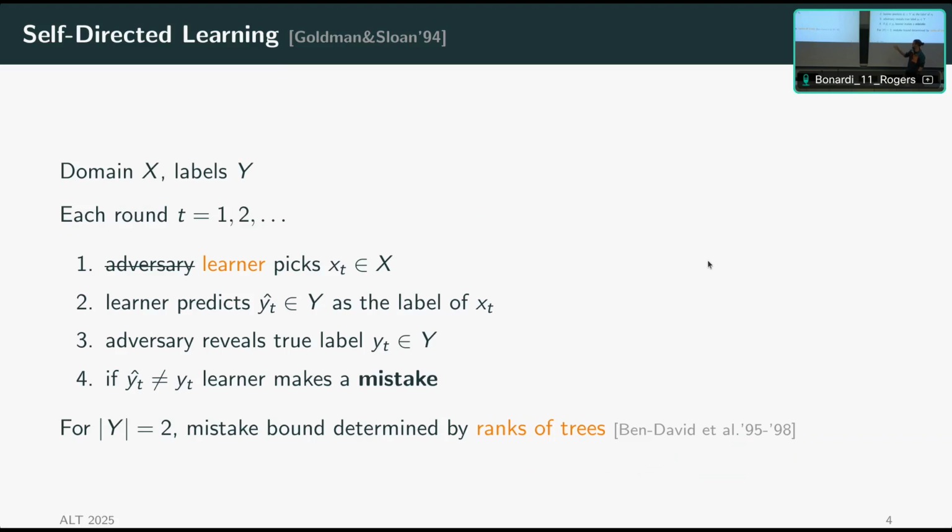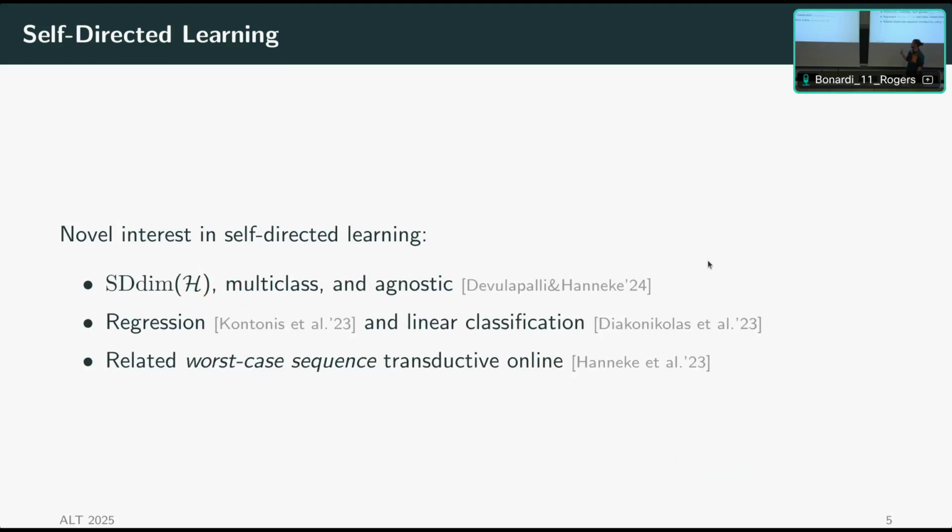Right, and in the binary case, the mistake bound was characterized by the ranks of the game trees. Maybe you can imagine how this would be like Littlestone trees, but a bit different. And somehow in the last 2 years or so, there was a renewed interest in this setup. There was the SDdim characterizing it in multi-class, and also the agnostic case was studied, and also regression and linear classification, and other variants, like sequence transductive online models where the whole sequence of instances is fixed in advance and given to the learner. So many varieties were studied.